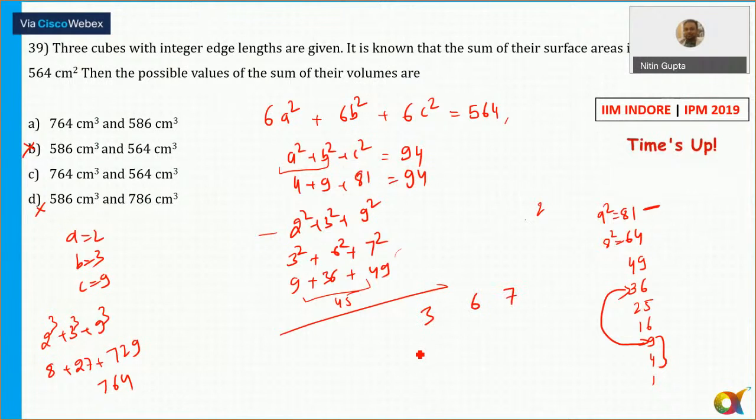Now the sum of volume, that is what I need to find out. So 3 cube is 27, 6 cube is 216, 7 cube is 343, so the total is 586. So the correct answer will be option A, 764 and 586, the two possibilities. So any doubts to anyone now in question number 39? Can we move to the next question?